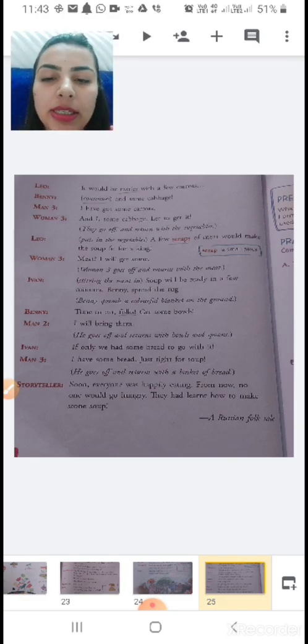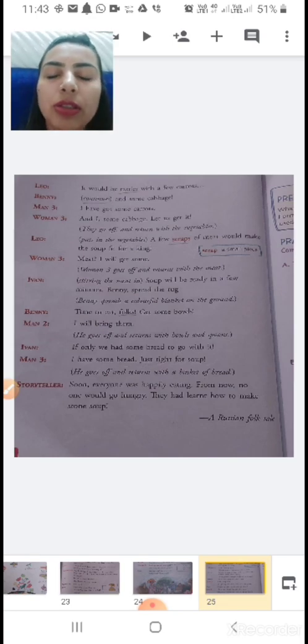Then Ivan says, if only we had some bread to go with it. If we have some bread, then it would be even tastier. Then the third man again is tricked. He says, I'll get some bread, I have some bread just right for the soup. He goes and returns with a basket of bread.